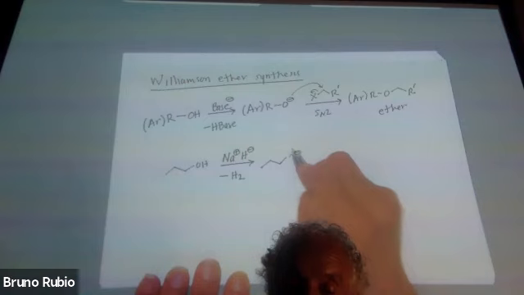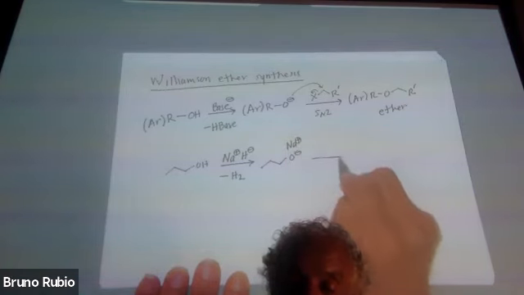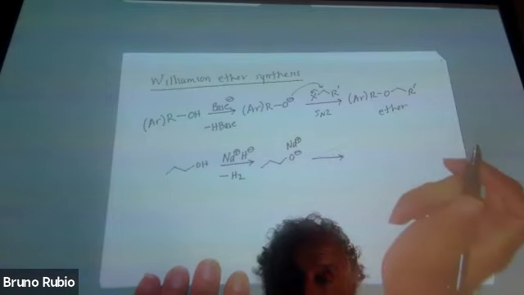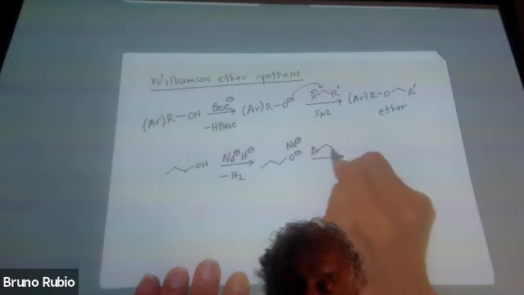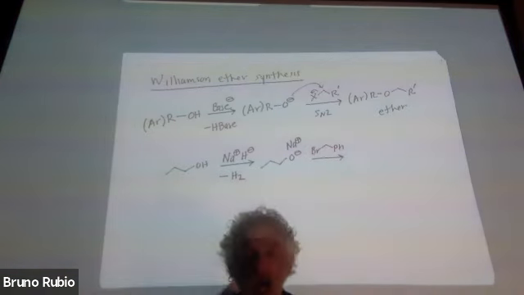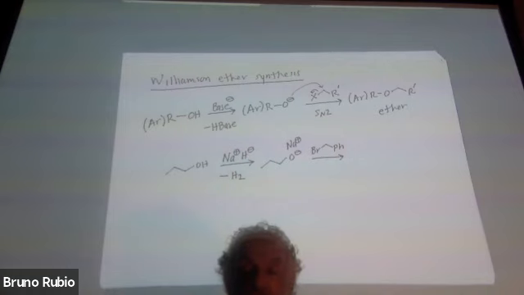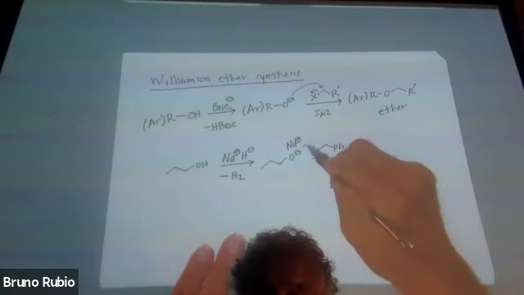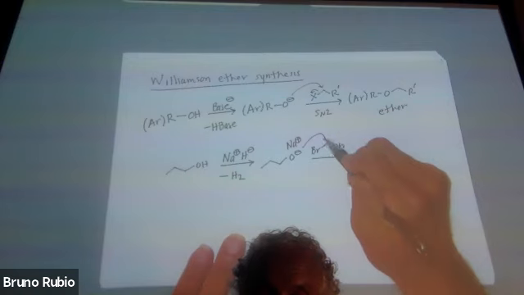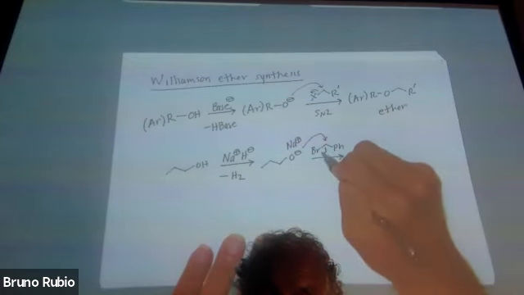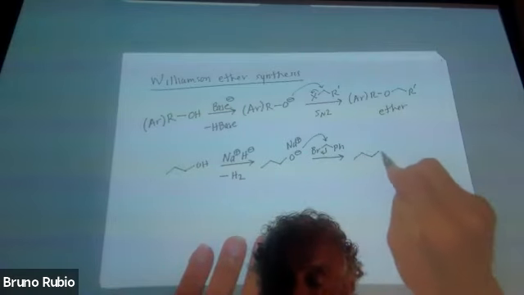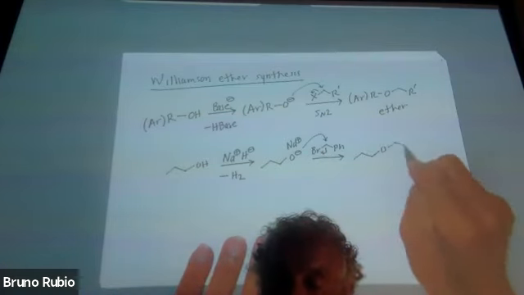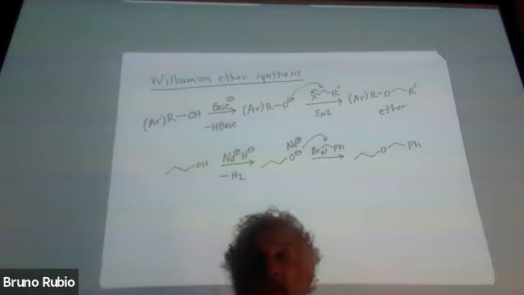And this O- is now ionically associated with the sodium. And now maybe we would want to kick in an alkyl halide. So maybe something like this, benzyl bromide. And so the O- attacks the carbon that bears the halide. The halide gets kicked out. And this would be a way of making this ether, right?